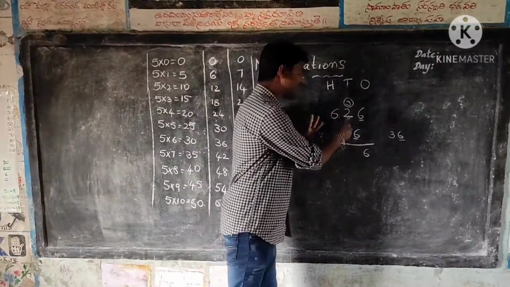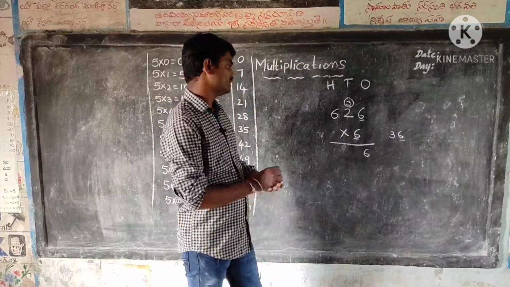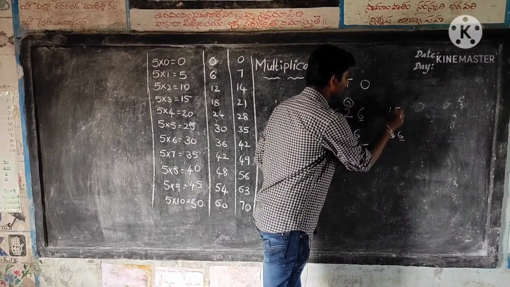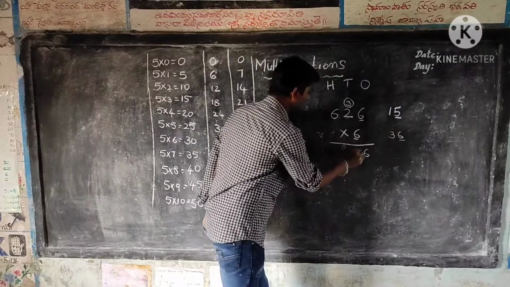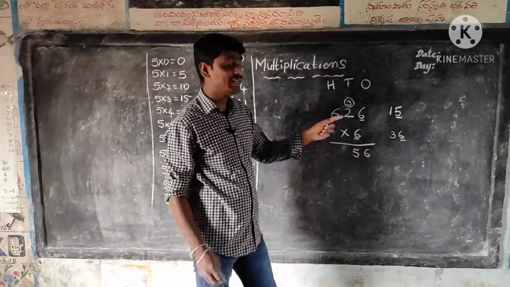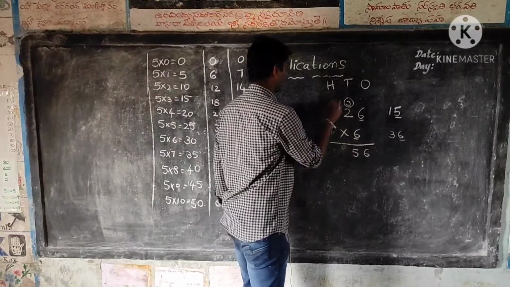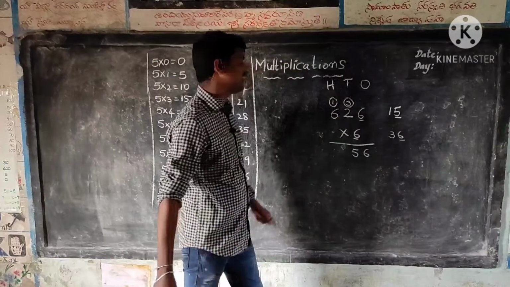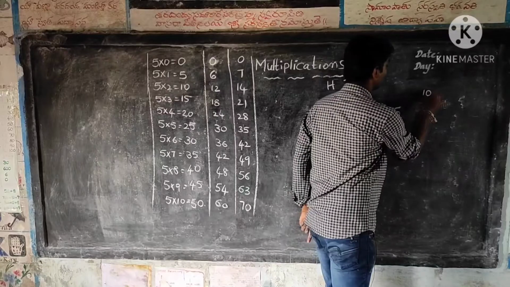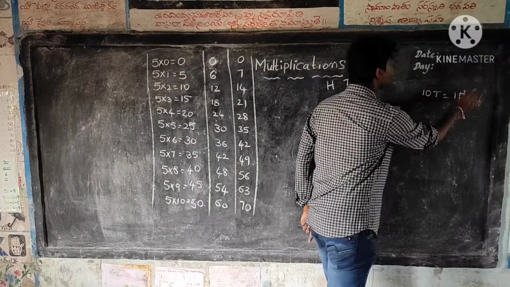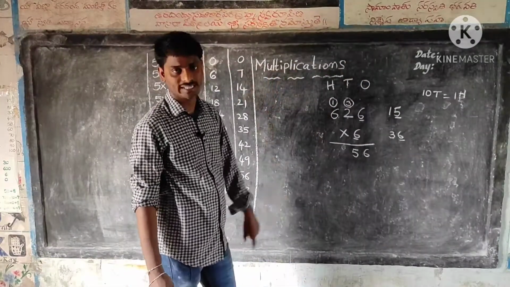Next, 6 twos are 12, but we already have a carry 3. 12 plus 3 is 15. In this 15, I am writing 5 tens here and the remaining 10 tens, which means 100, I am giving as a carry to the hundreds place.